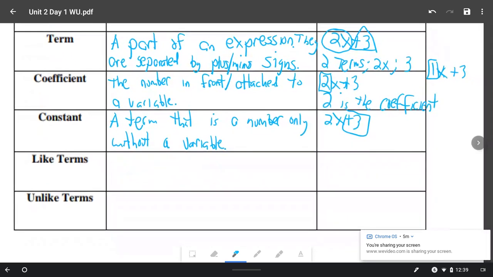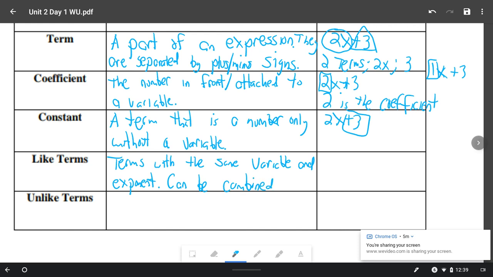And then like terms. These are terms with the same variable and exponent. These can be combined in the end, which we're going to get to this unit.